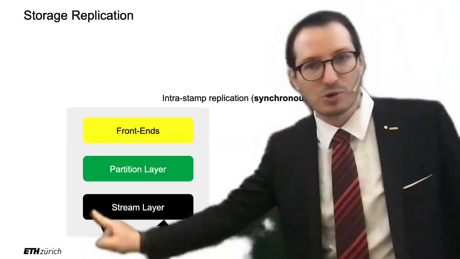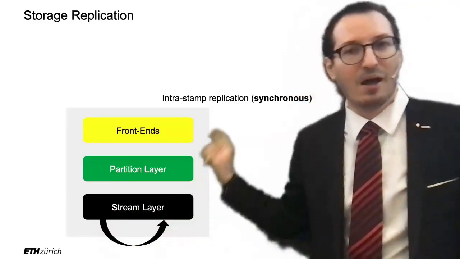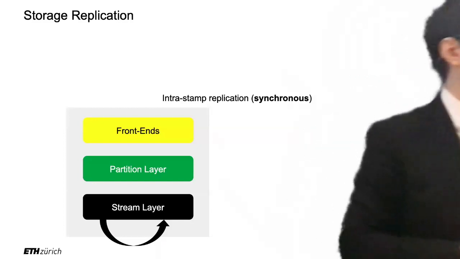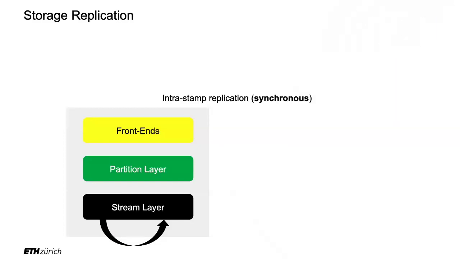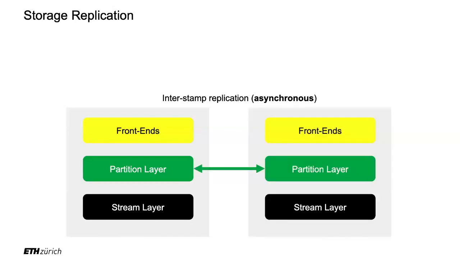So there is a so-called replication. Why did I say synchronous here? It's because if you upload a new object, the system will keep you waiting until it stored it twice or 3 times in the same storage stamp. You have to wait, and it will only confirm after it has stored it multiple times. This is called synchronous.